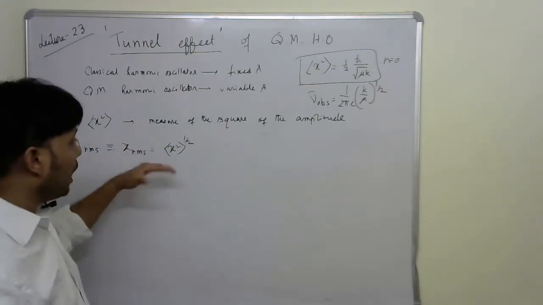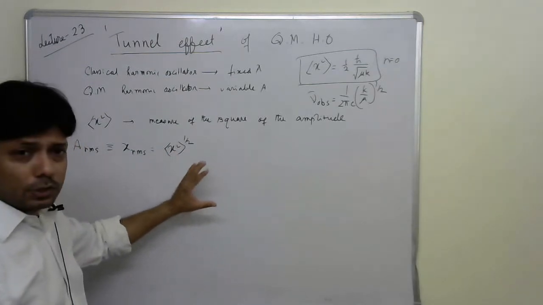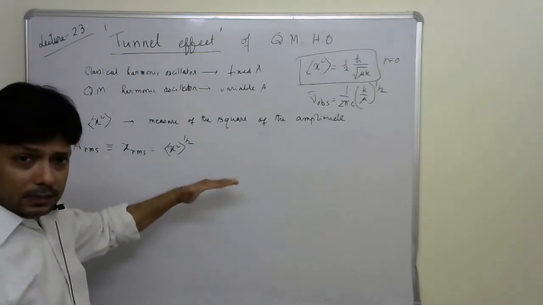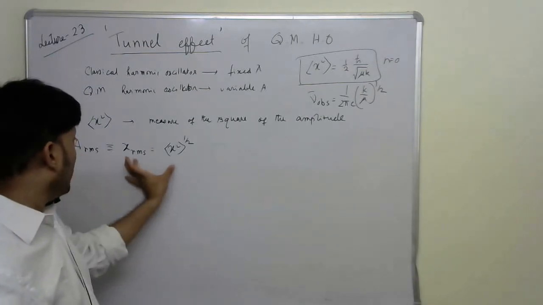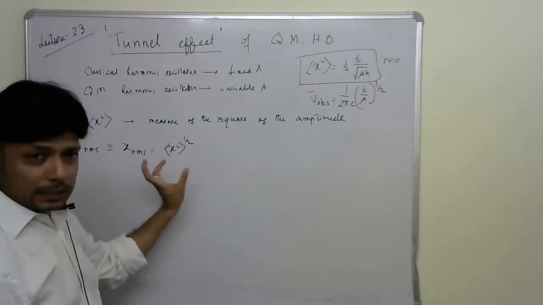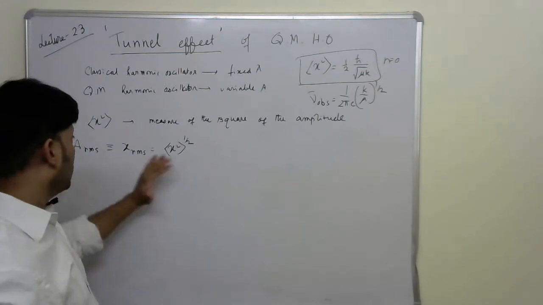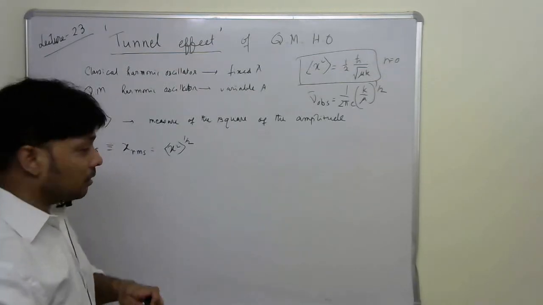Similarly, the root mean square concept appears in AC voltage, where we talk about root mean square voltage. So basically this value comes with a statistical significance, so this has a statistical background.